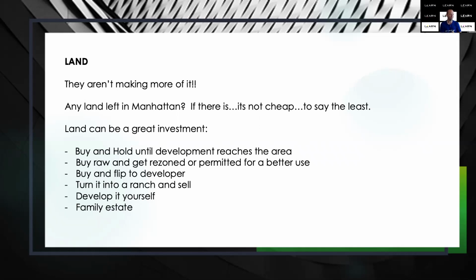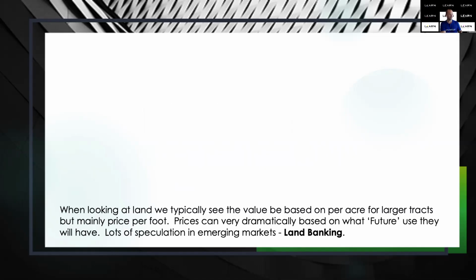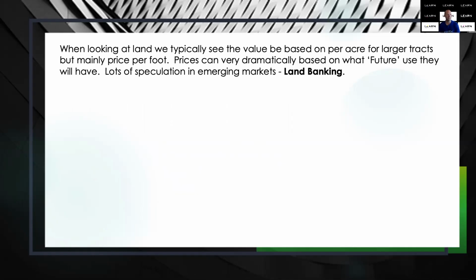All right, land can be a great investment. Buy and hold until development reaches the area. Buy raw and get rezoned or re-permitted for a better use. Buy and flip to a developer, turn it into a ranch and sell, develop it yourself, have a family estate. There's a lot of ways you can turn raw land into a money-making activity for you. When looking at land, we typically see the value based on per acre for larger tracts, but mainly price per foot. Prices can vary dramatically based on what future use they will have. Lots of speculation in emerging markets. A lot of people land bank.